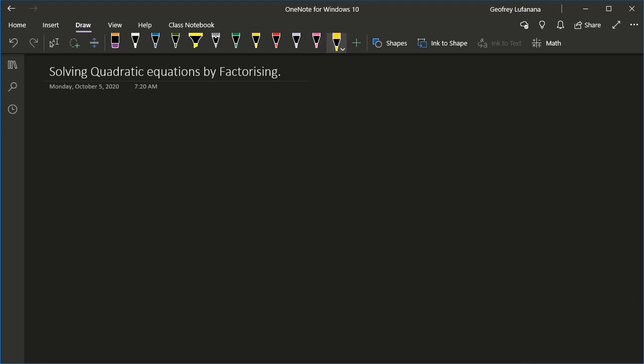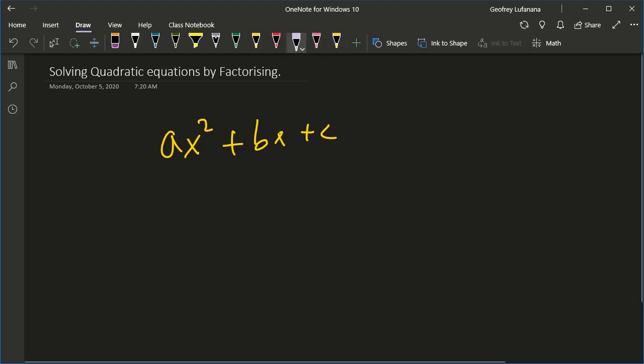Just a brief recap, a quadratic equation is one which is in the form of ax squared plus bx plus c. Our variable is x, and for all quadratic equations, the highest power is of degree 2. The highest power is 2. So this is a quadratic equation.